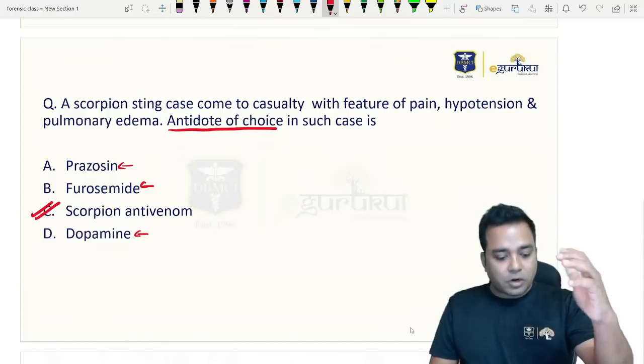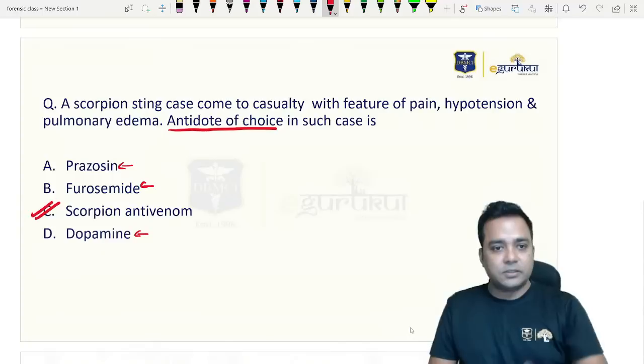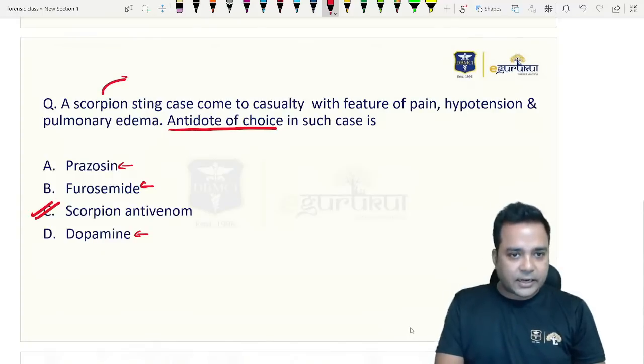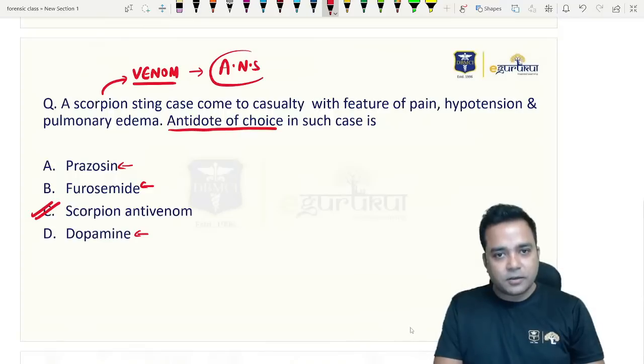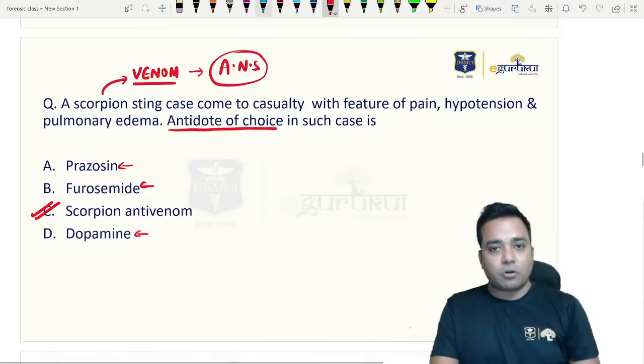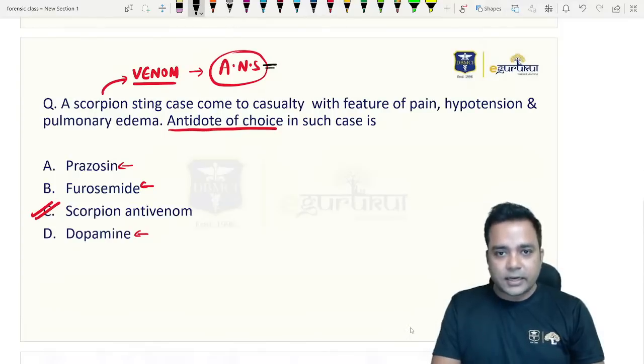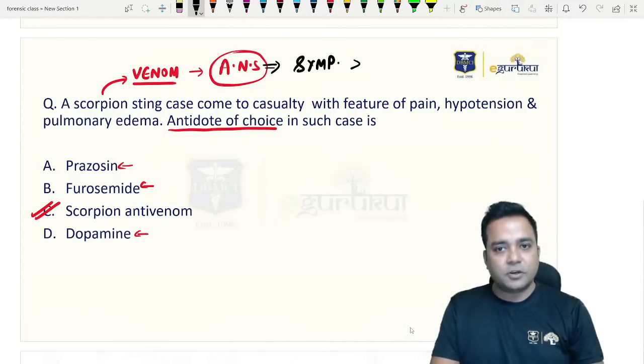Now, how to attempt such questions? See, a scorpion sting, or we say due to the sting, venom of the scorpion will be going inside the body of the victim. Now, this venom acts on autonomic nervous system. This is what I have taught you now. And by its action on autonomic nervous system, it has a tendency to stimulate sympathetic system first, followed by parasympathetic system.